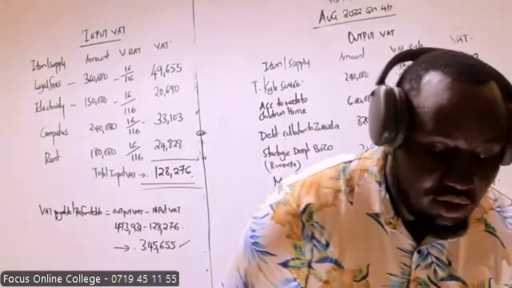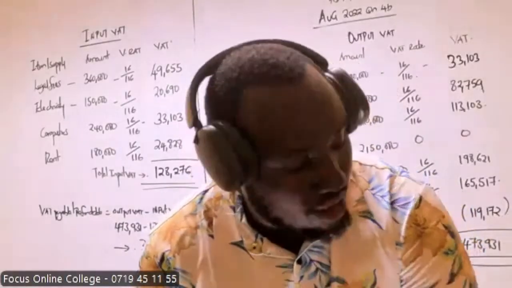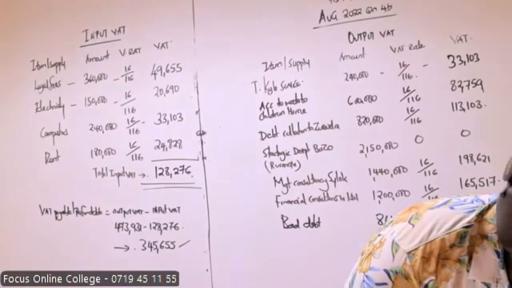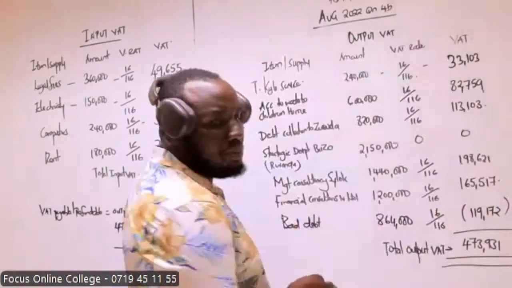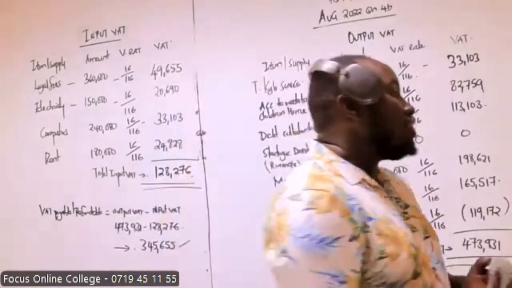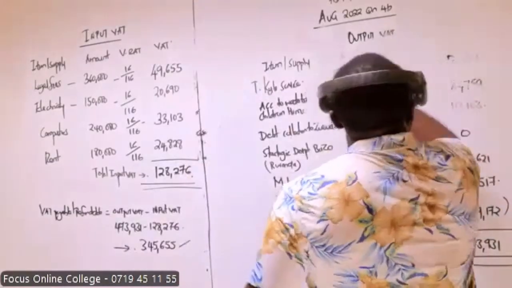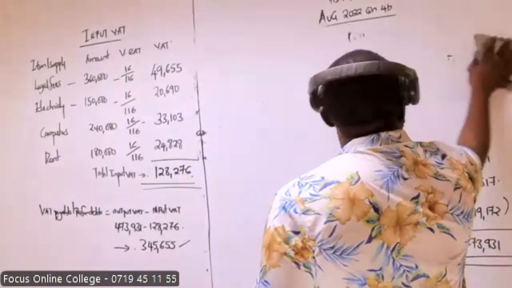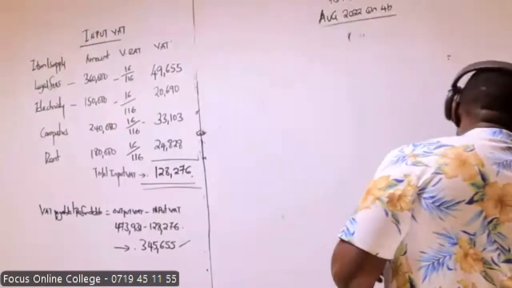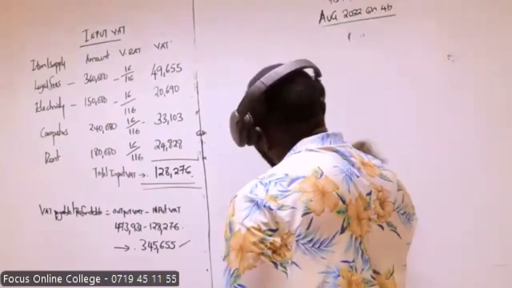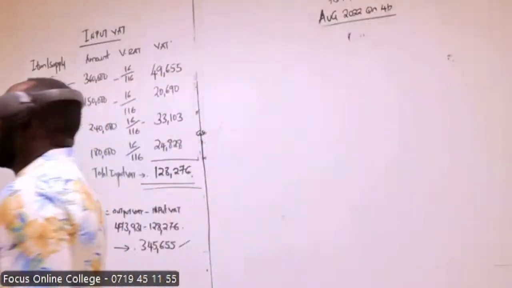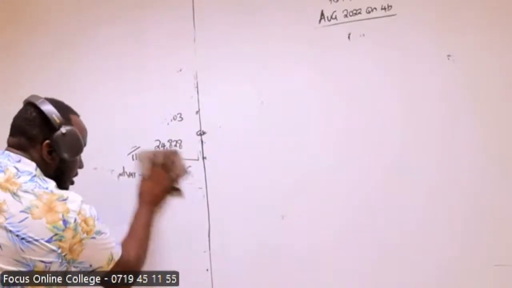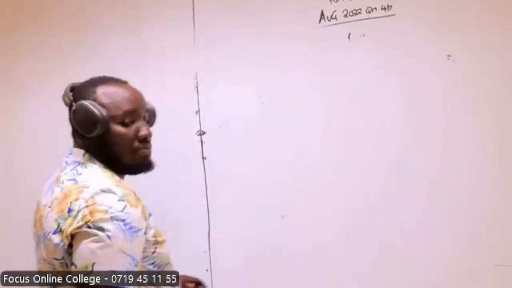Allow me to pick the next question. Perfect. So I want us to pick the August 2025 question. Turn to the August 2025 question. That was a very interesting question.